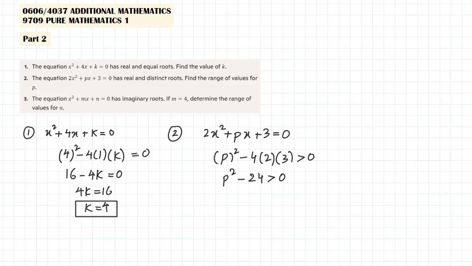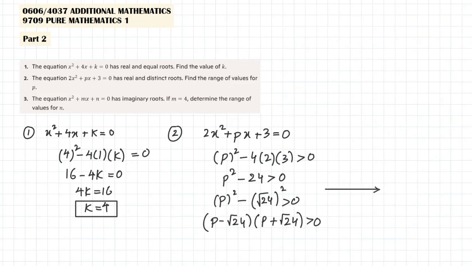Even this value over here is not a perfect square. So I'll tell you what you can do in such cases. Make it p squared minus root 24 whole squared, greater than 0. I'm trying to solve this quadratic using the difference of two squares logic. So p minus root 24 and p plus root 24 greater than 0. Sketch a parabola, just like we've learned in solving quadratic inequalities.